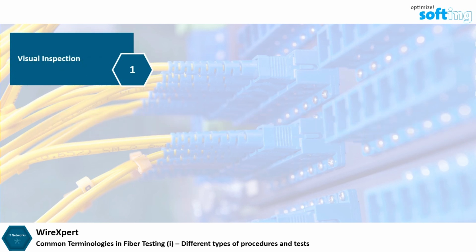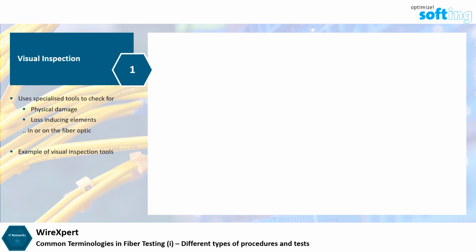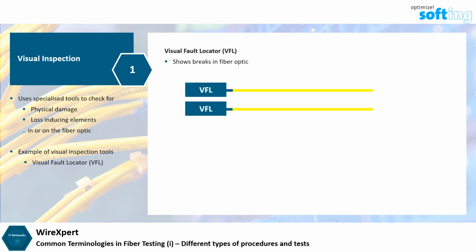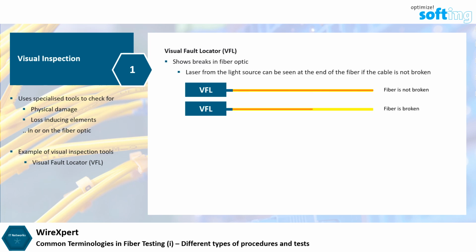Visual inspection uses specialized tools to check for physical damage or loss-inducing elements in or on the fiber optic. For example, as fiber optic communicates through transmitting and receiving light, a visual fault locator, or VFL, can show breaks in fiber optics by emitting red laser light. The red laser can only be seen at the end of the fiber optic if the cable is not broken.